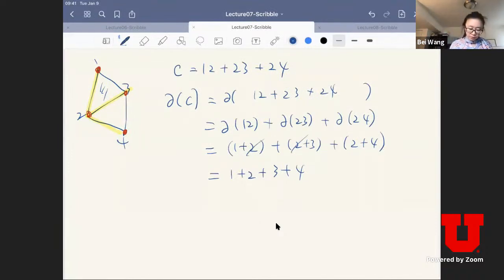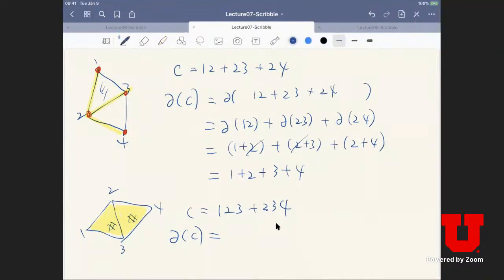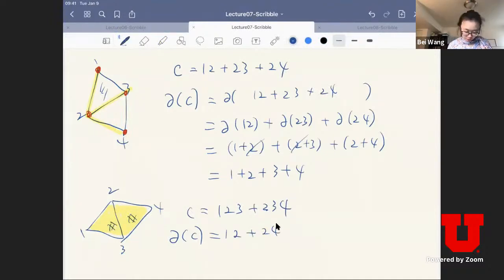All right. Now let's do a little bit more complicated example. Let's say I have 2 triangles in the simplicial complex, and my chain is 1,2,3 plus 2,3,4. This is my linear combination of the triangles. What is the boundary of my chain? Can someone tell me? Is it 1,2, 2,4, 4,3, 3,1? Yeah, this is correct, because the boundary of those 2 triangles is the one I pictured in red.